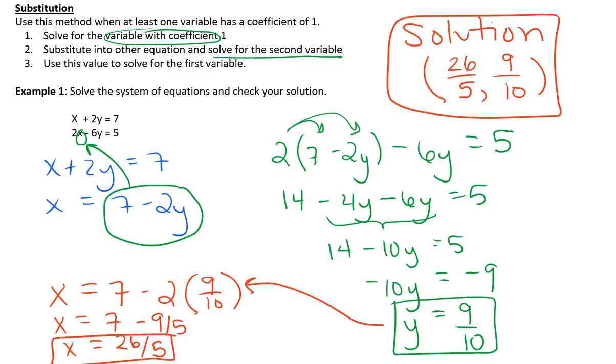Now to check our work, what we need to do is evaluate both of these equations at this point. So we're going to evaluate the first equation at 26 over 5 and 9 over 10, and then we'd evaluate the second equation, and both of those equations should hold to be true. So I leave that for you to try on your own.